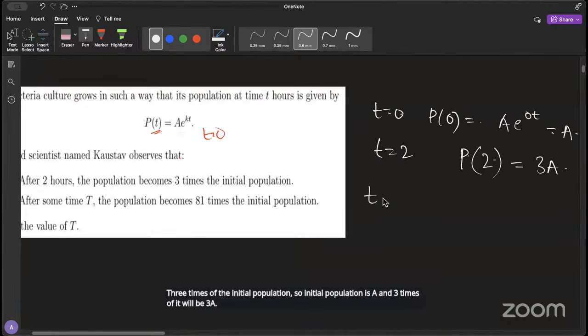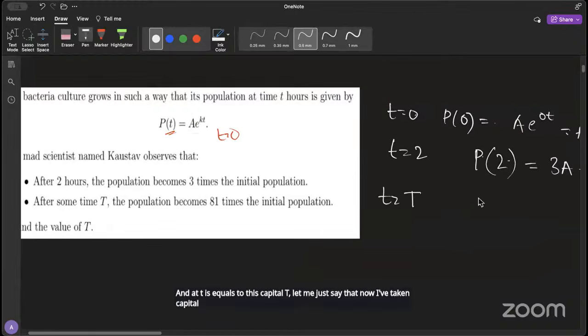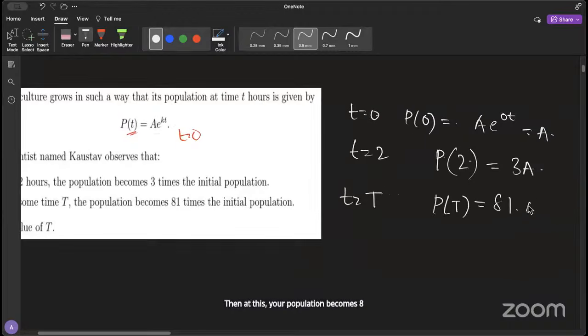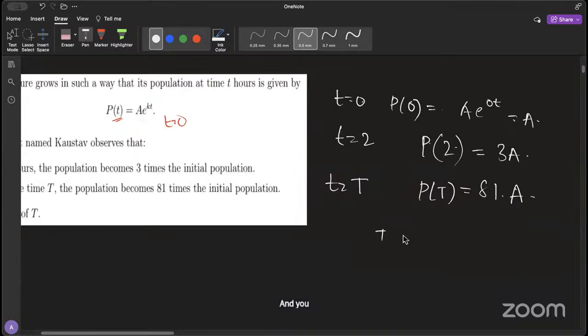And at t equal to this capital T, let me just say that now I've taken capital T as the time, your population becomes 81 times the initial population. So this is the data given to you, and you have to find the value of this capital T.